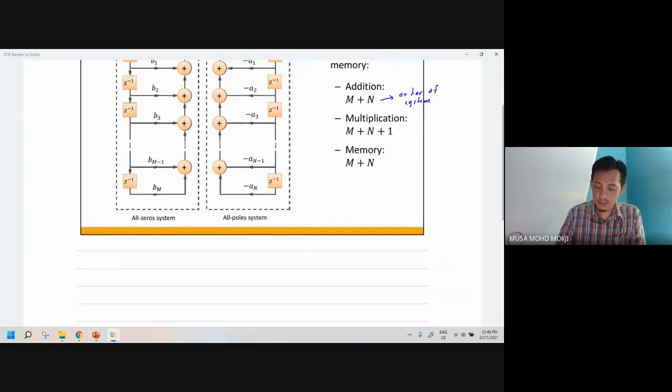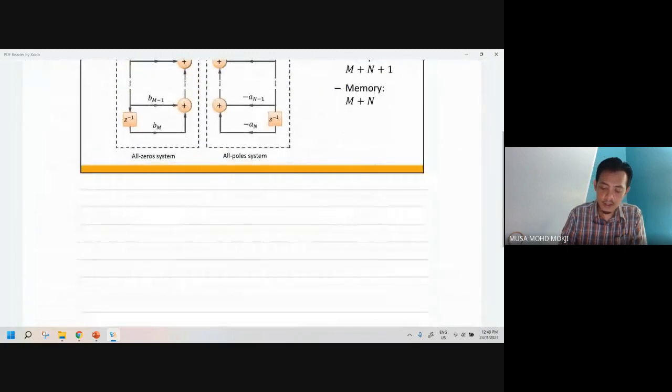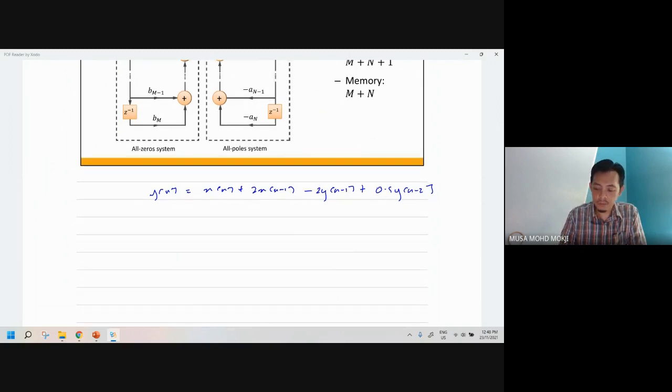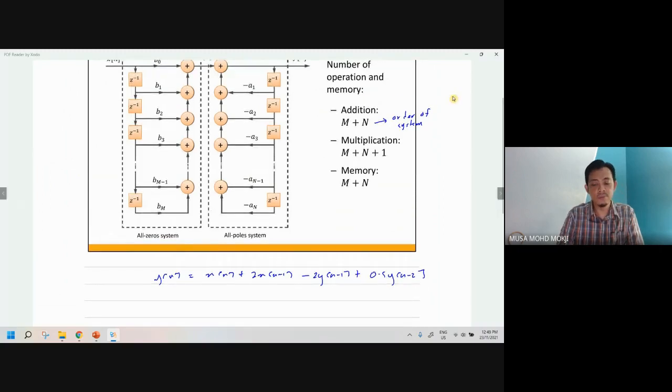So let's see one example. Do we have an example here? Okay, let's say we have y[n] equals x[n] plus 2x[n-1] minus 2y[n-1] plus 0.5y[n-2]. So this is where you need to be very careful. There is a minus here. So this is minus A1. For B, there is no minus. So where does this minus come from?